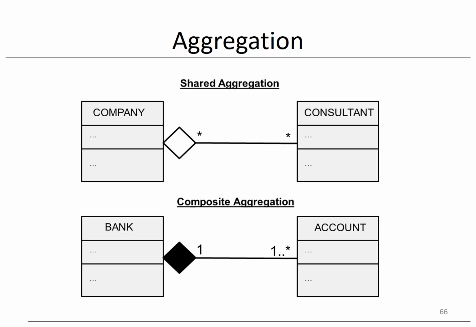We have a shared aggregation between company and consultant. A consultant can work for multiple companies. When a company is removed, any consultants that work for it remain in the database. We have a composite aggregation between bank and account. An account is tightly coupled to one bank only. When the bank is removed, all connected account objects disappear as well.